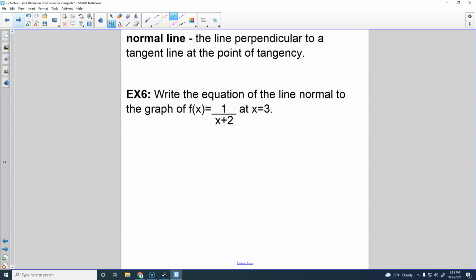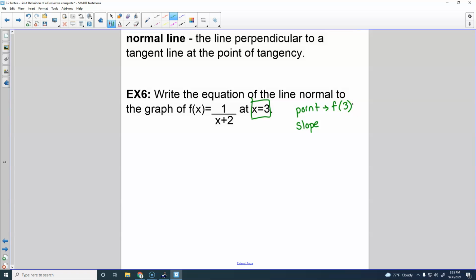Find the normal to the graph of f of x equals 1 over x plus 2 at x equals 3. I'm going to do this problem like it's a tangent line, and then there's going to be one little thing that's different. If I want to do a tangent line, I need a point and a slope. To find the point, in this particular case, I'm looking at 3. I just plug 3 into the original equation.